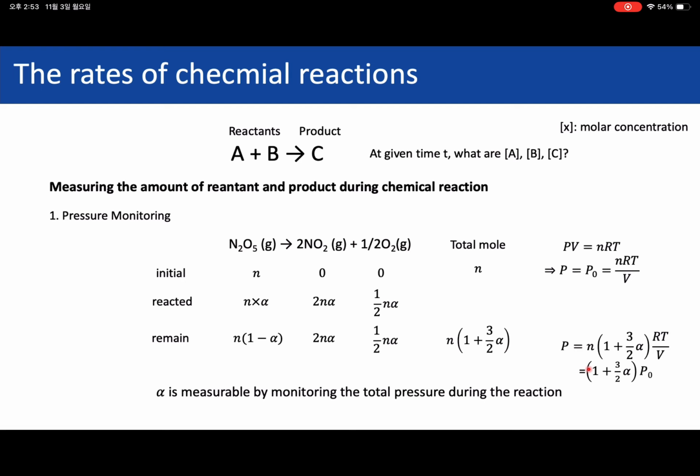So if we know what kind of reaction is happening, and they're in a gas phase, then we can measure the pressure of the system. Then from these equations we can calculate this alpha value, so that we can estimate how much of this N2O5 reactant has reacted and produced this product. So this is one way of monitoring the chemical reaction if the reactant and the product are in gas phase.